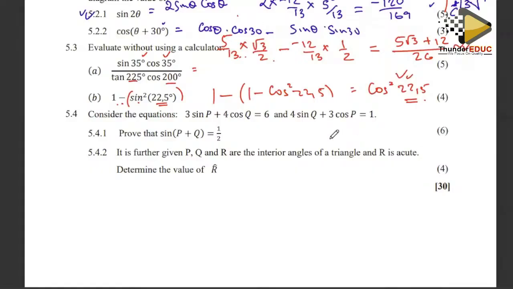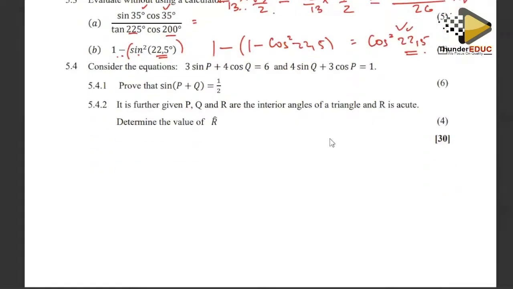All right, 5.4, we have 3 sine p plus 4 cos q is equal to 6, and 4 sine q plus 3 cos p is equal to 1. Can we prove that the sine of p plus q is a half? 6 marks. What are you going to do there? Okay, so what I'm going to do, because it's a bit tricky, is start by squaring here, and also squaring this side, because that's the only way to sort this out.